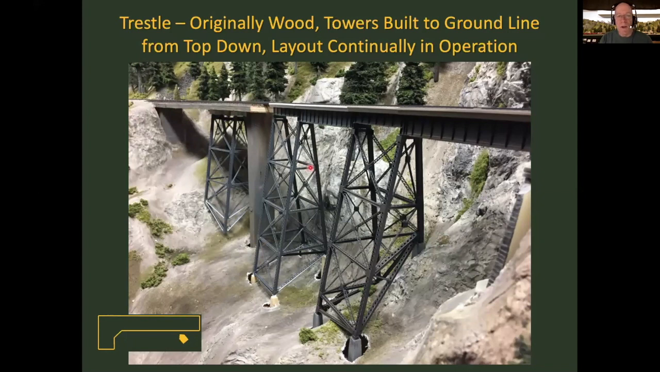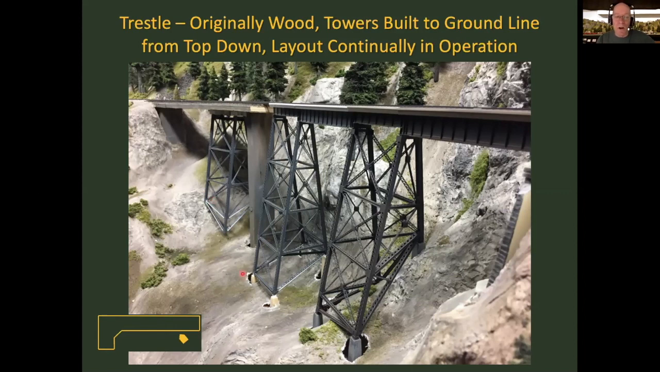And then as I built these Micro-Engineering towers and girders, I built a girder tower pair and would cut the existing wood back and install that pair and just progress my way along here. And this trestle was in continual operation as I built the trestle.